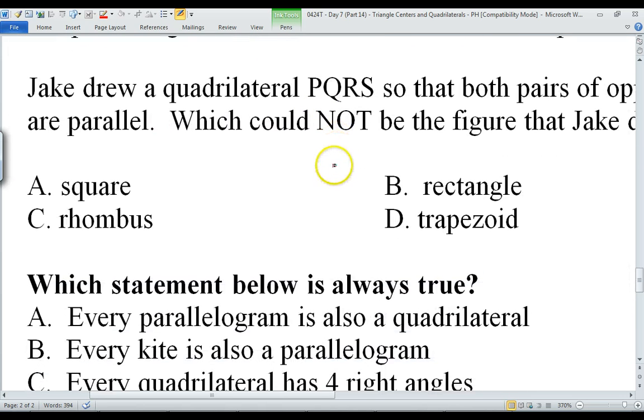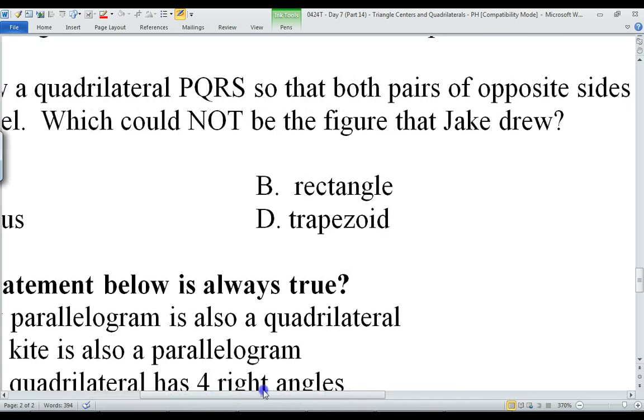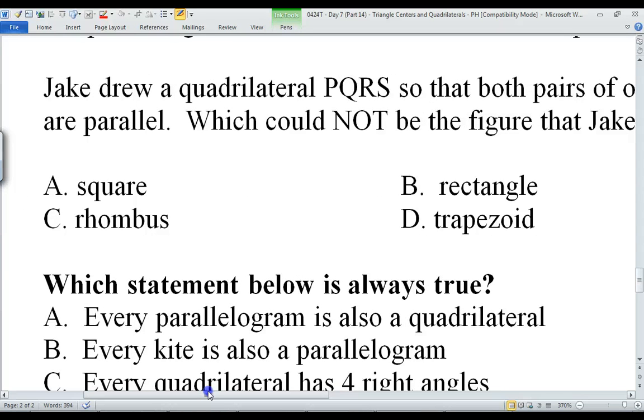Okay, Jake drew a quadrilateral PQRS so that both pairs of opposite sides are parallel. Which one of these could it not be if both pairs of opposite sides are parallel? Yeah, trapezoid. A trapezoid can't have 2 pairs of parallel sides. It can only have 1. So it could not have been a trapezoid.